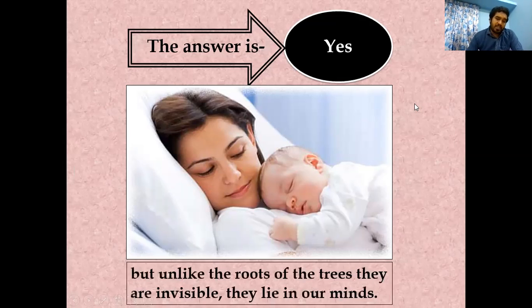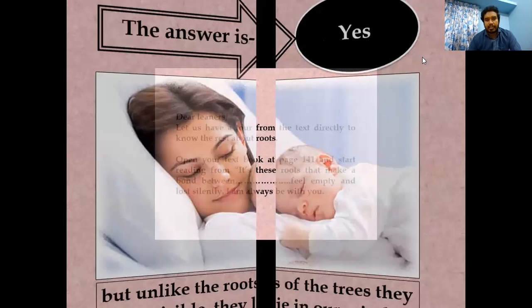But unlike the roots of the trees, they are invisible. Actually, human roots are invisible. We can see the roots of trees, but we cannot see the roots of human beings. Human beings' roots are invisible. They lie in our mind. They are directly connected to our hearts. We feel for our roots from our hearts. That is the reason we can't see them.